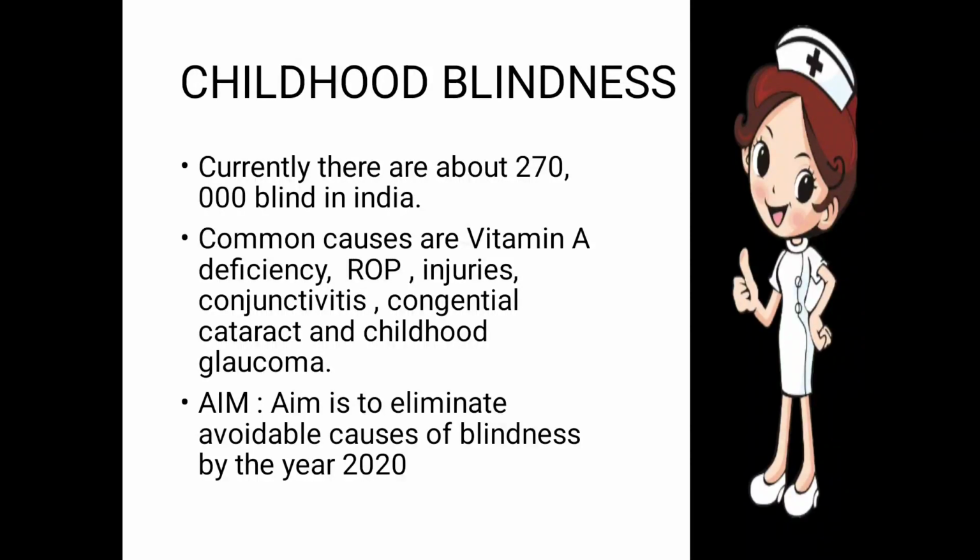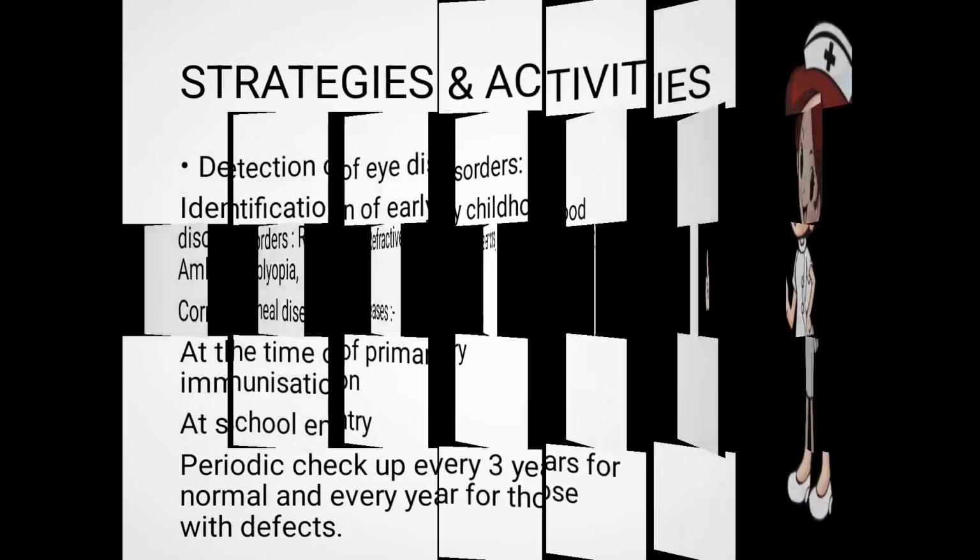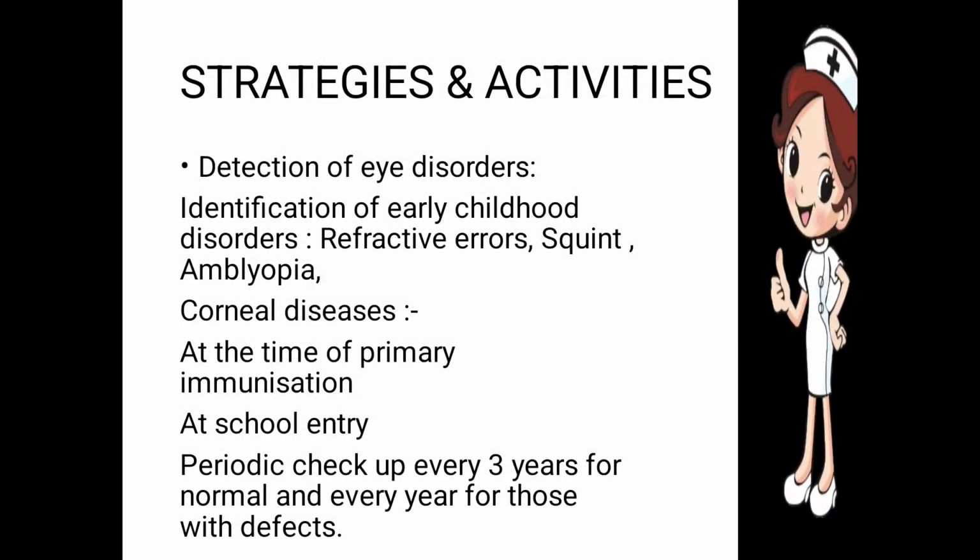And childhood glaucoma. Glaucoma is a condition in which the pressure of the eye increases and the peripheral vision is lost by the person. Okay, so all these are the diseases which are responsible for childhood blindness if they take place in children. Next one, what is the aim? The aim is to eliminate avoidable causes of blindness by the year 2020. Okay, so let's move to the strategies and the activities.